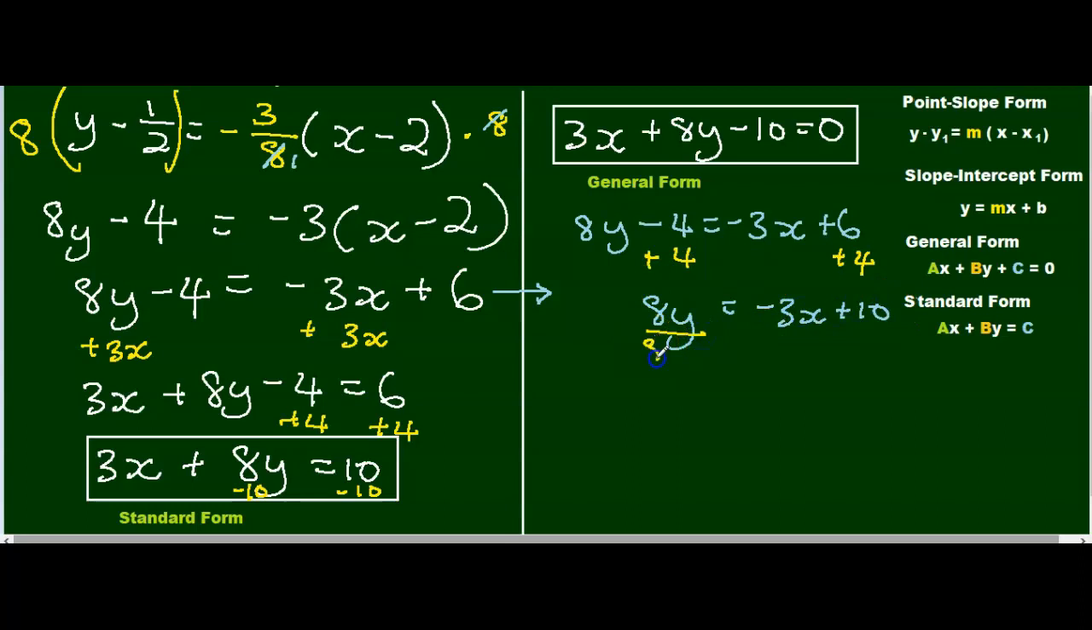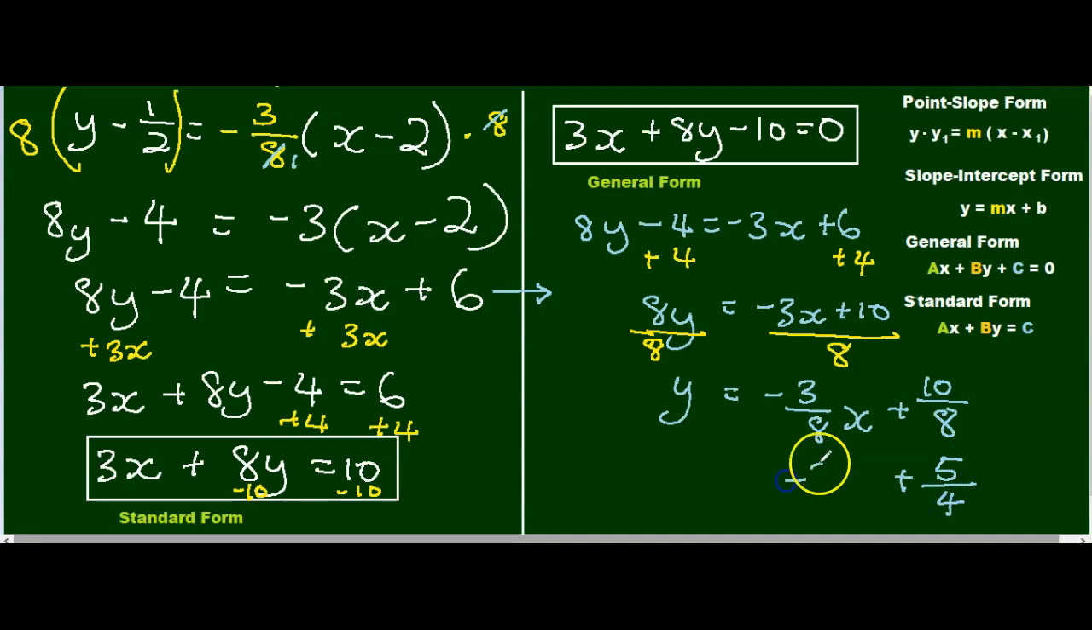We have to get rid of that 8. So we're going to divide both sides by 8. And I'm left with y equals negative 3 over 8x plus 10 over 8. Now 10 over 8, both numbers are even, so we can reduce it to 5 over 4. Bring everything else down, negative 3 over 8x. And that is our slope-intercept form.